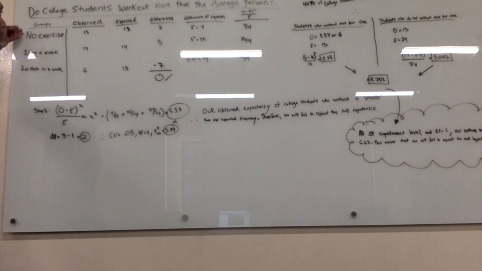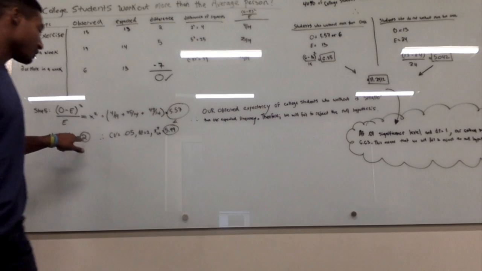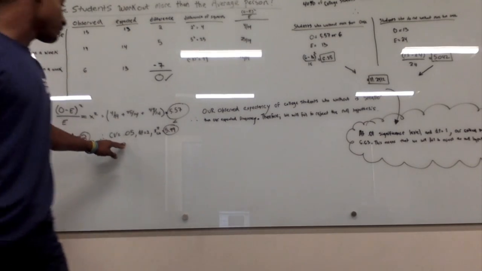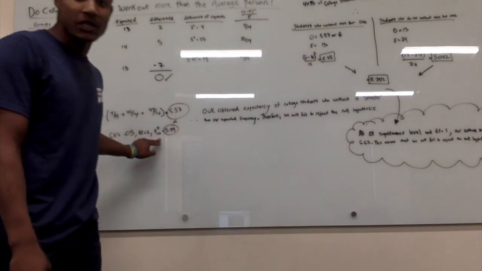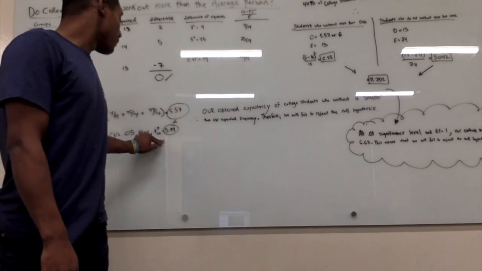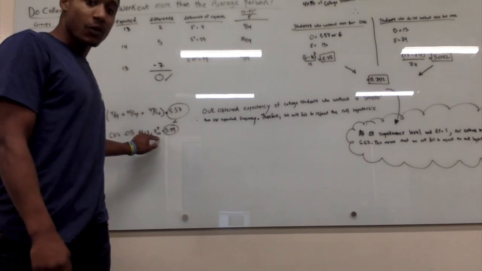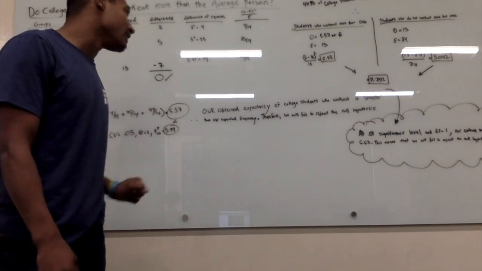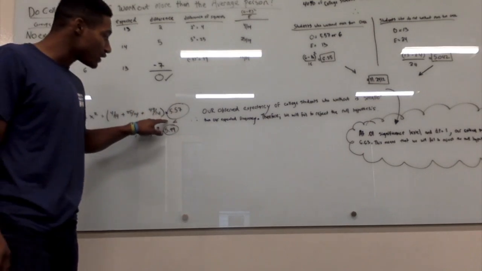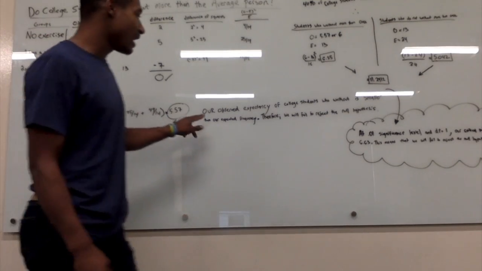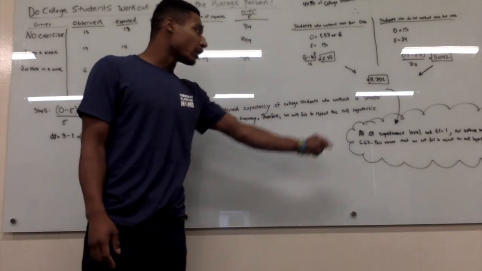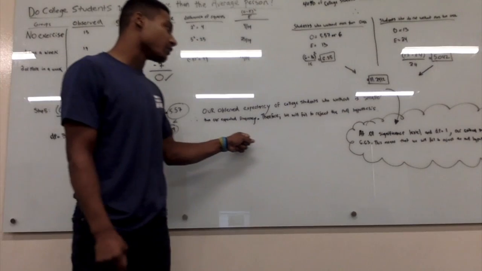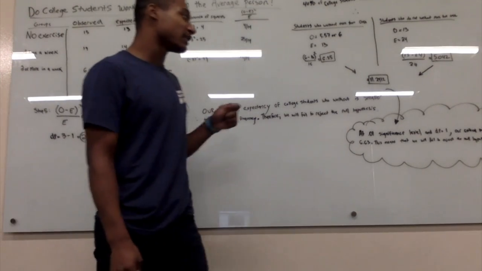Then we're going to take the degrees of freedom. So we have 3 separate groups right here, and it's going to be 3 minus 1, which is 2. Our significance level is going to be 0.05. We take the degrees of freedom, which is 2, and that gives us our critical value, which is in the back of the book in the appendix for a chi-squared score, which is going to be 5.99. This 5.57 is less than 5.99, so our observed frequency of college students who work out is not different enough from our expected frequency. Therefore, we will fail to reject the null hypothesis.